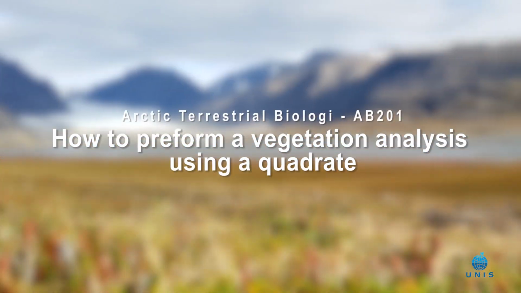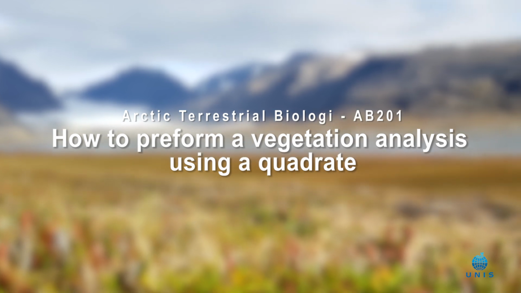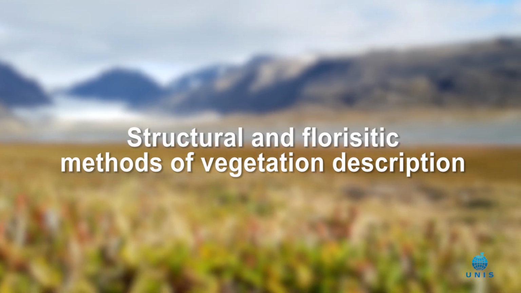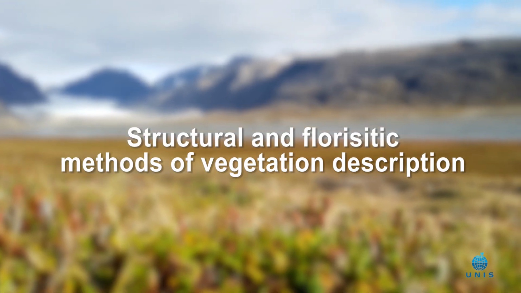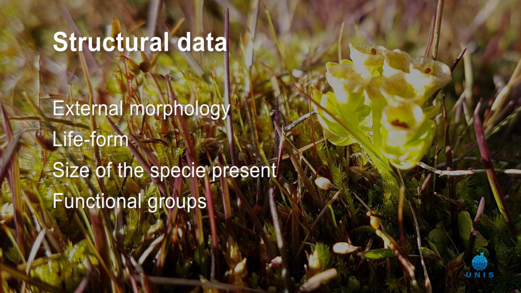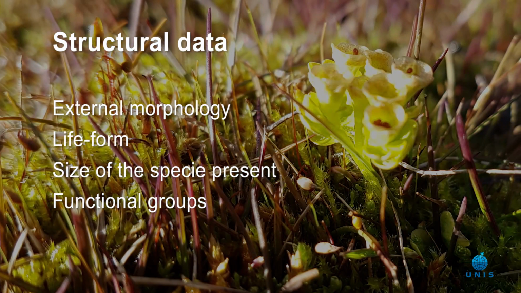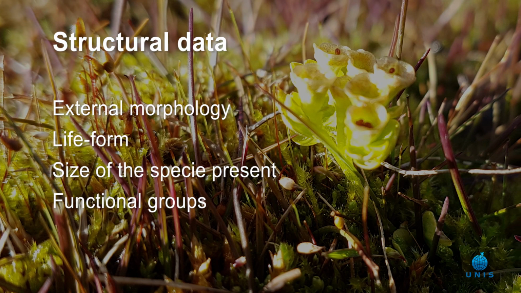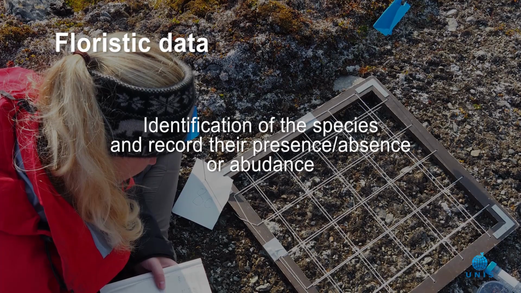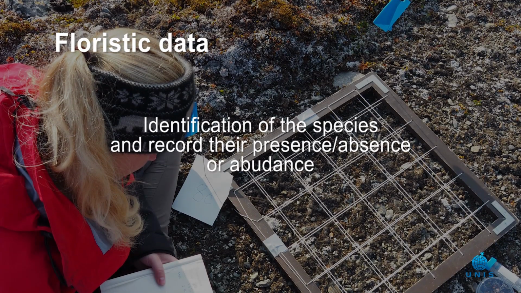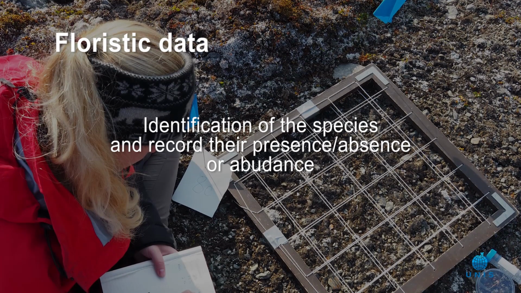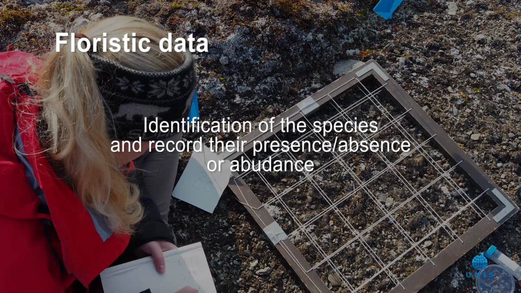This video will explain the basics of doing a vegetation analysis with focus on Arctic vegetation. There are two main ways of describing vegetation: structural and floristic. Structural data can be external morphology, life form, size, functional group, and so on. Whereas floristic data is when species in an area are identified and their presence, absence, or abundance are recorded. In this video, we will focus on the floristic way of describing vegetation.